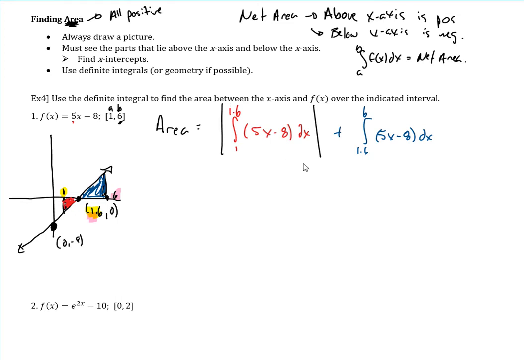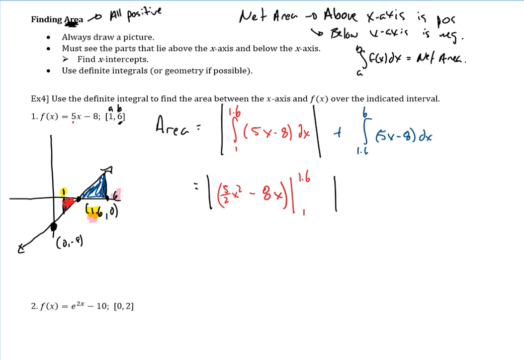Okay, so we need to do our integral. We'll keep this. Let's go equals, and I'll put big absolute values there. I'm going to keep my colors. The integral of 5x would be 5/2 x squared, and then minus 8x. And then from here, I could still do my vertical bar, 1.6 up top and 1 down below.